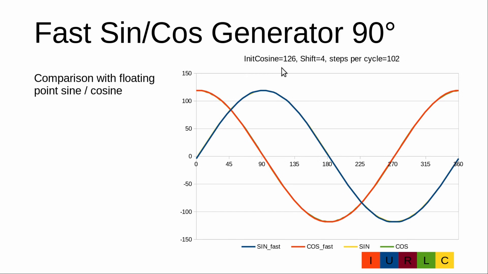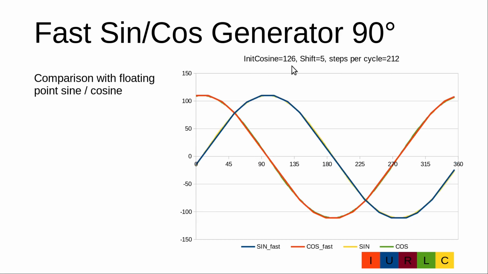Here's the data for init cosine 126 and shift 4. Now we have 102 steps per cycle and also a good matching and no phase error. Finally, with init cosine 126 and shift 5 we have 212 steps per cycle. And like in the video 17EN, with shift factor 5 we have a degradation of the approximation, but the phase shift error is still low.